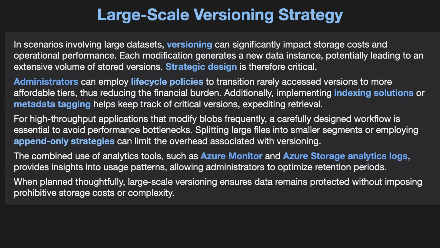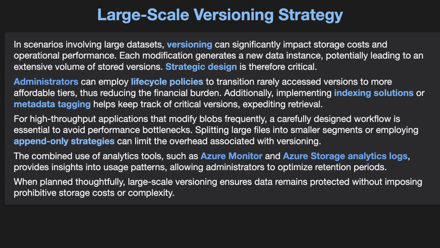In scenarios involving large data sets, versioning can significantly impact storage costs and operational performance. Each modification generates a new data instance, potentially leading to an extensive volume of stored versions. Strategic design is therefore critical. Administrators can employ lifecycle policies to transition rarely accessed versions to more affordable tiers, thus reducing the financial burden. Additionally, implementing indexing solutions or metadata tagging helps keep track of critical versions, expediting retrieval.